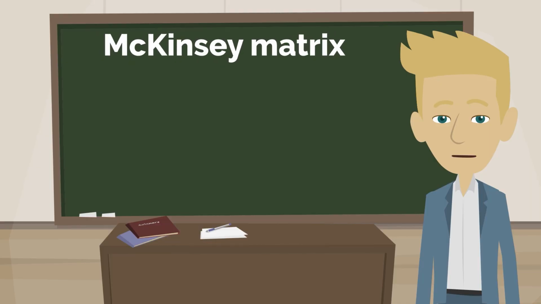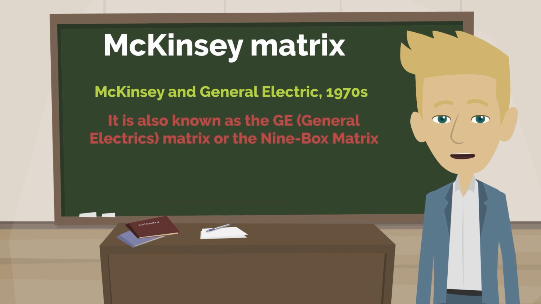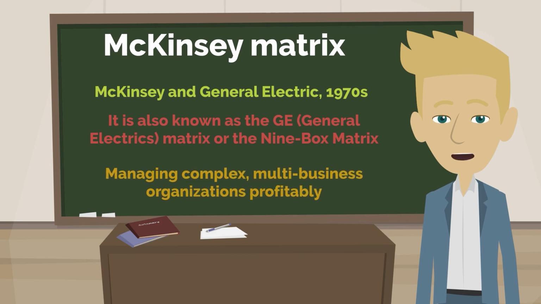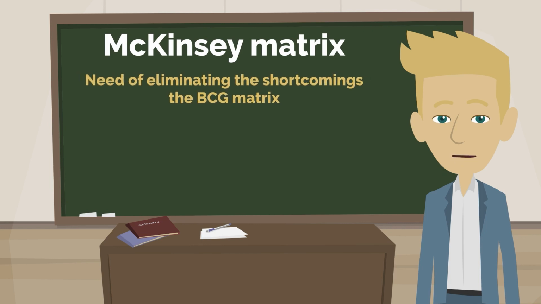The McKinsey Matrix was created by the McKinsey Consulting Company in cooperation with General Electric in the 1970s. It's also known as the General Electric Matrix or the 9-box matrix. It was created in response to the growing problems with managing complex, multi-business organizations profitably. The development of the McKinsey Matrix was also driven by the need of eliminating the shortcomings of the BCG Matrix.